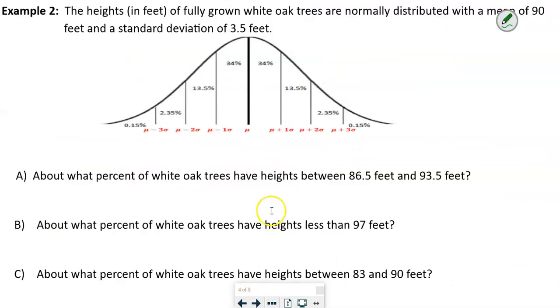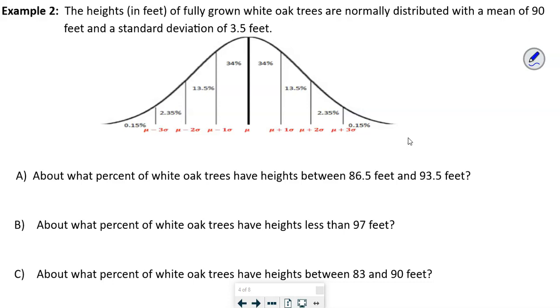All right, so our next set of problems, we are now going to create our bell curve. Well, we're not going to create the bell curve, but we're going to fill in our blanks down here: mu and mu plus sigma and mu plus 2 sigma and all of that. So this one says the height in feet of a grown white oak tree is normally distributed about the mean. So I would put this on your original bell curve, y'all. So just use the one that's above, all the way up there at the top.